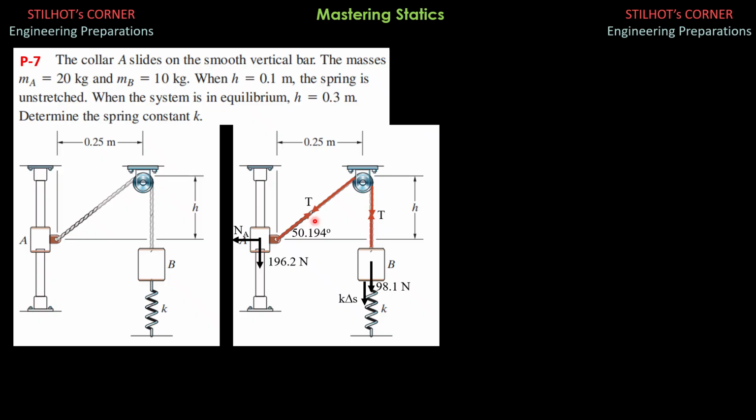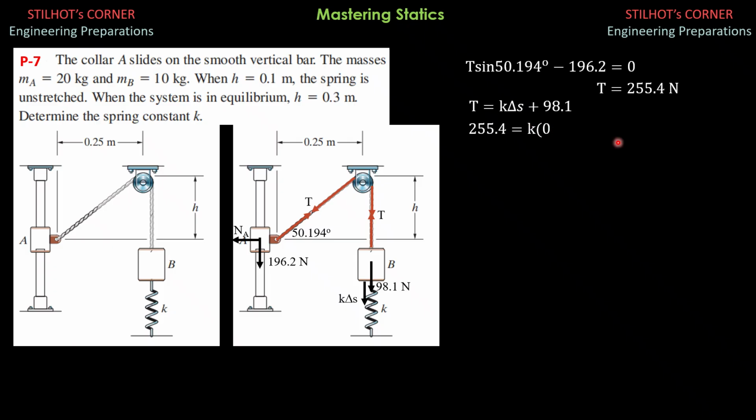So for this FBD, summation of forces in y equals 0, T sine 50.194 degrees minus 196.2 equals 0. So tension is 255.4 newtons. And in this situation, T is equal to K delta S plus 98.1, where 98.1 is 10 times 9.81. So we just treat delta S as positive from the FBD. So 255.4 equals K times 0.2, 0.3 minus 0.1, then plus 98.1. So solving, K is equal to 786.5 newtons per meter.